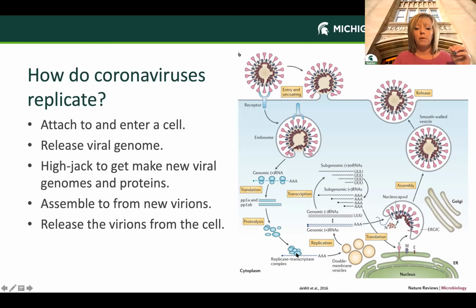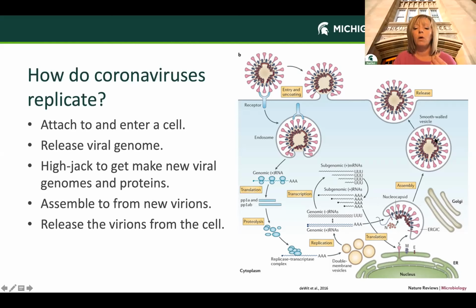These form replicase transcriptase complexes that are responsible for making more genomes. We have to make a lot more genomes. Some of the RNAs are actually going to code for these structural proteins, like the spike protein and the envelope protein and the matrix protein. So we'll get a bunch of those made, we get a bunch of copies of our genome, and then eventually we'll assemble that into a mature virus particle.